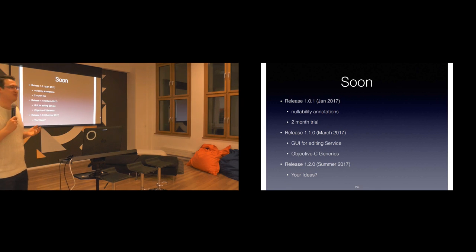Some info. First, the nullability support is implemented, but it's not in the released version. The released version is 1.0.0. I am not able to do 1.0.1 next week, so sometime after Christmas in January, I will release it with the nullability annotation. Actually, the current trial version, which you shouldn't care about anymore, is 1 week. I changed it to 2 months. So those are these changes.